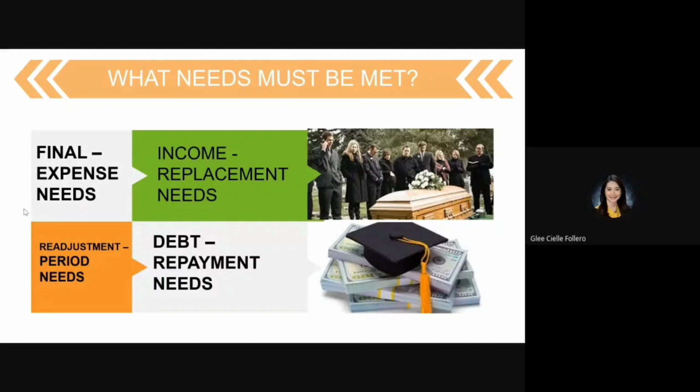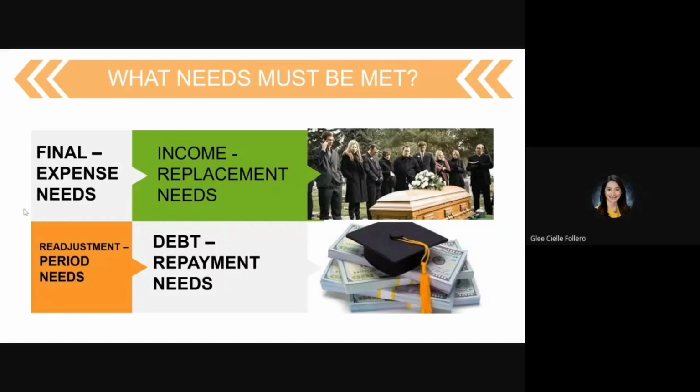So, upon your death, first is the final expense needs. So, what are these final expense needs? When you die, of course, there are funeral and burial expenses. So, kung hindi mo to napaghandaan, sino yung magte-take charge dito? Sino yung magkakaroon ng financial burden? Of course, your loved ones, your families, yung mga naiwanan mo. You don't want to give them financial burden with regards to your death. You should be ready for your final expense needs. Okay? Kailangan paghandaan and planuhin.